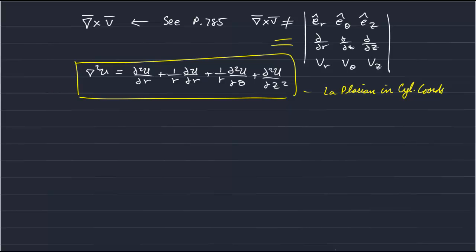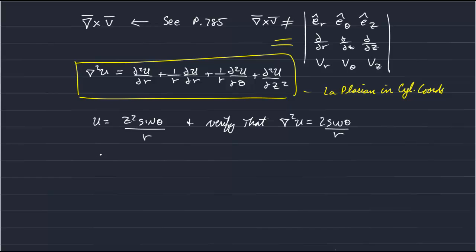I'm not going to go through it now, but I encourage you to start with the example that we had where u is equal to z squared sine theta over r, and verify that the Laplacian of u is equal to 2 sine theta over r. I'd like you to verify that this is true.